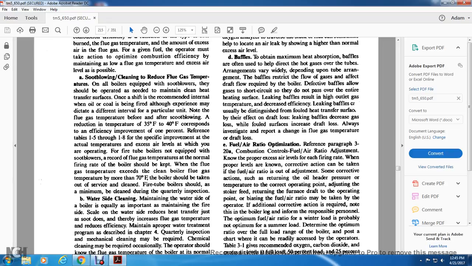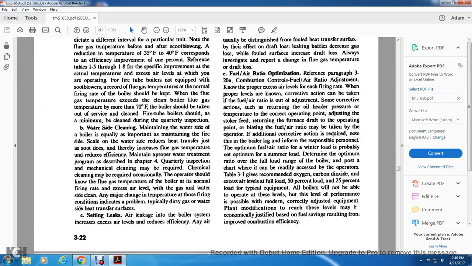Note the specific improvement at the actual temperature and excess air levels at which you are operating. For fire tube boilers not equipped with soot blowers, record flue gas temperatures when the boiler is clean. The boiler should be cleaned when the flue gas temperature exceeds the clean boiler flue gas temperature by more than 70 degrees Fahrenheit. The fire tube boiler should be cleaned at a minimum during the quarterly inspection.